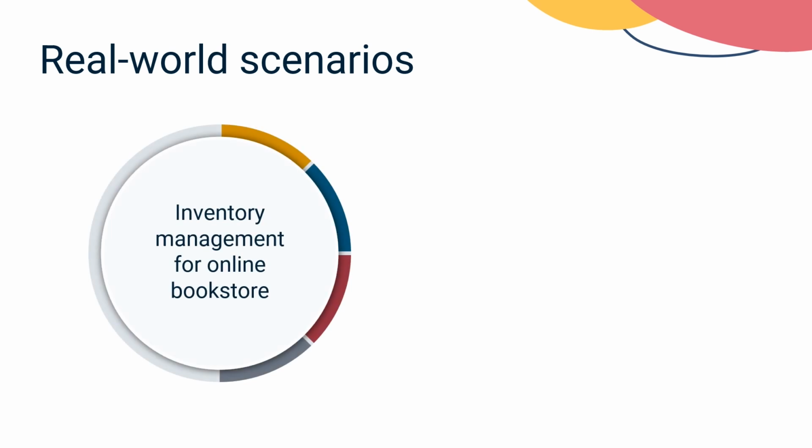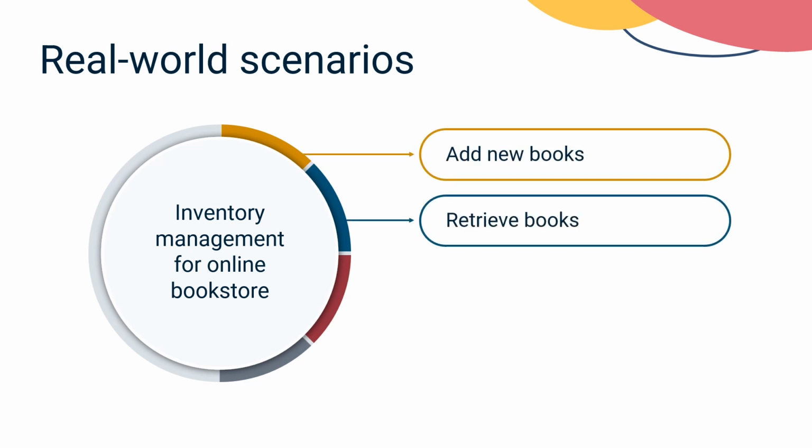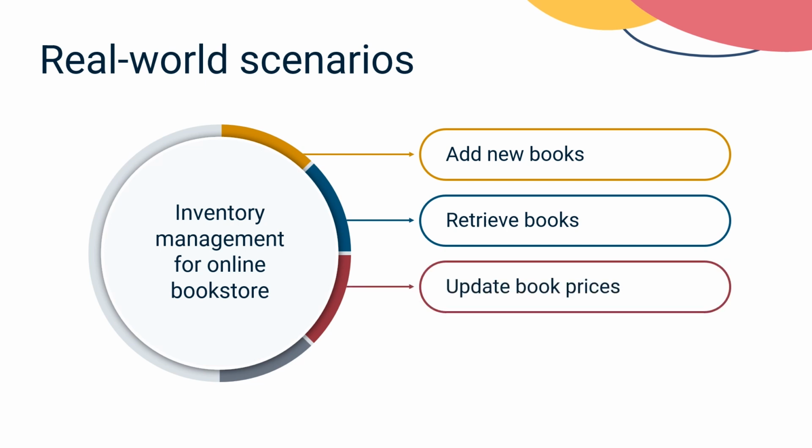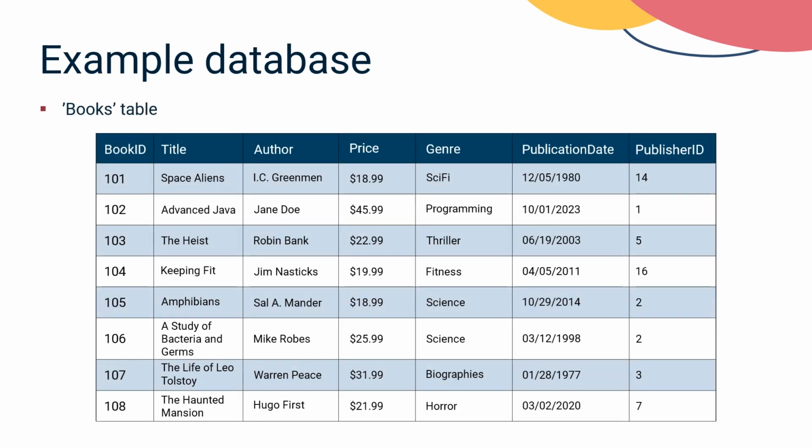So, imagine you're managing the inventory for an online bookstore. CRUD operations allow you to add new books by inserting the details of the latest titles. Retrieve books by searching for books by title, author, or genre. Update book prices to allow for seasonal promotions. Remove outdated book titles when books go out of print. Here is the structure of the example books table in our database.